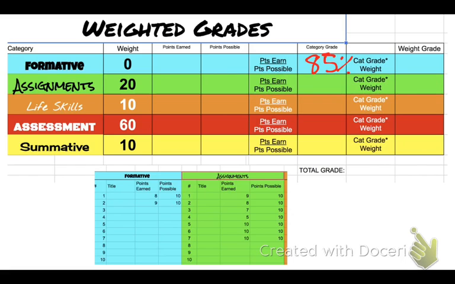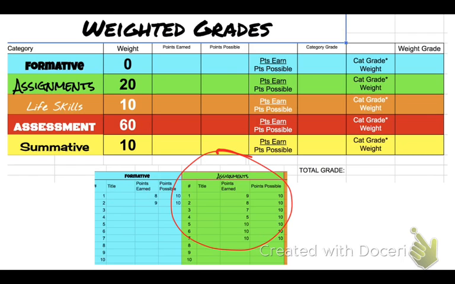Okay, last part for the weighted grades. This one's easy because we're going to take the category grade, which is here, and multiply by the weight, which is right here. No, it's not 20, because right now the weight is 0. So this part's easy. Anything times 0 is going to be 0. So far, so good? Okay. Let's go on and try assignments now.